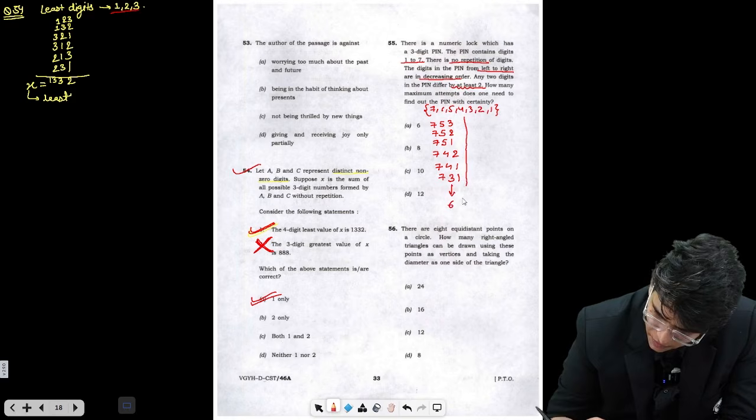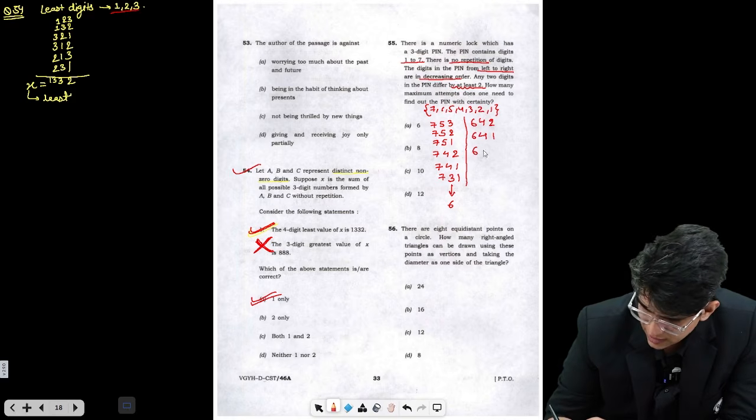Total 6 here. Now I will start with 6. I can't use 5. I will use 4. I can't use 3. I will use 2. 6, 4, 1. 6, 3, 1.